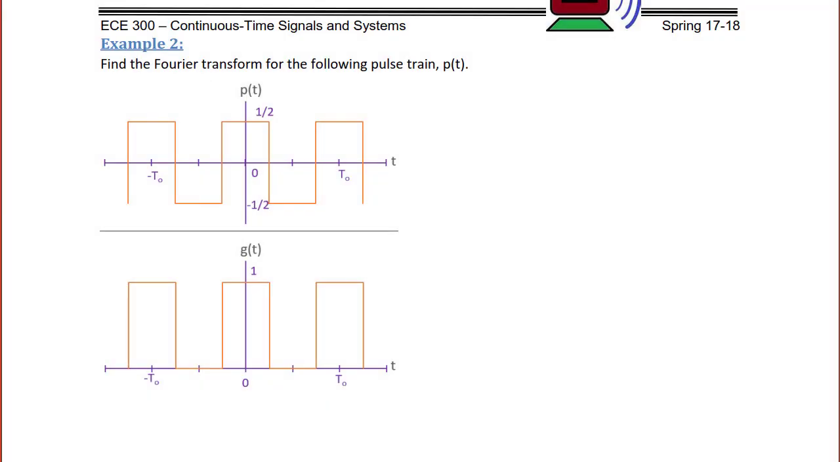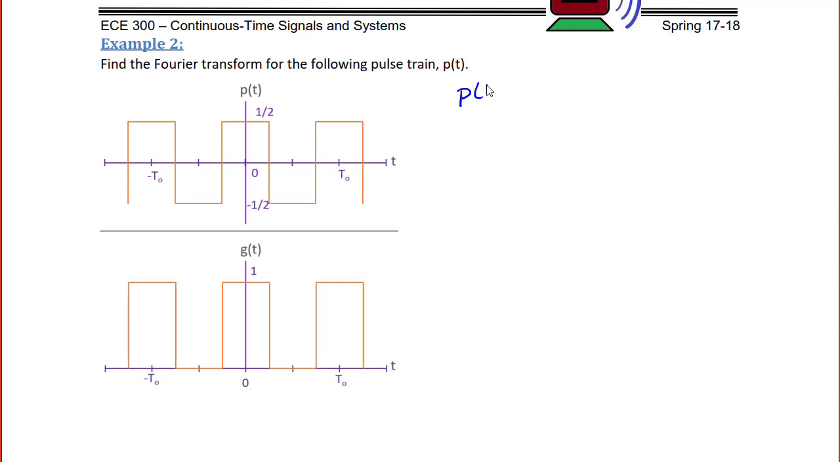Example 2. Find the Fourier transform for the following pulse train P of t. Notice that we also have g of t shown here because what you will find is that it is easier to find the Fourier series for g of t than for P of t, because for P of t you would have to do two integrals over one period because you would have values at 1/2 and negative 1/2, whereas for g of t you would only have to do one integral over one period because it's 0 for half of each period.